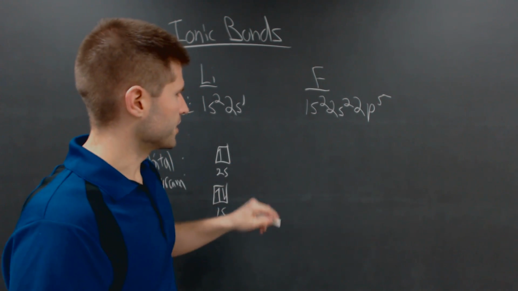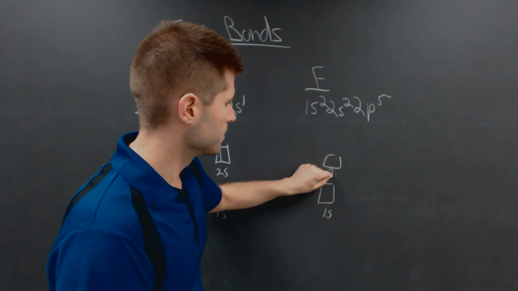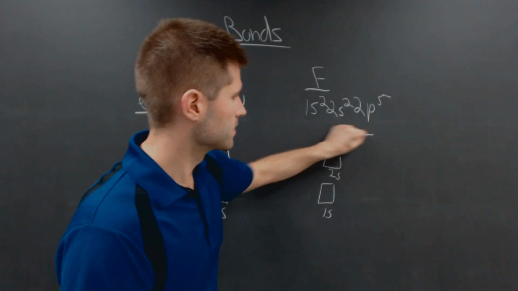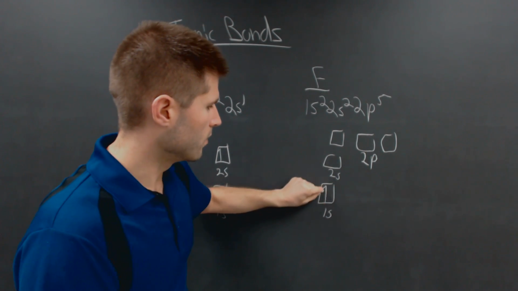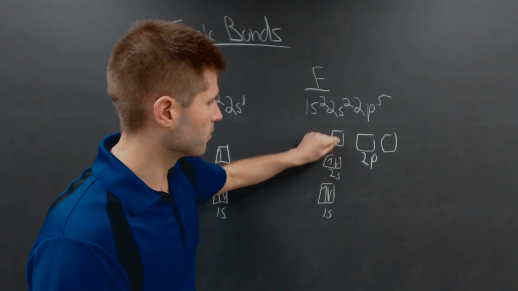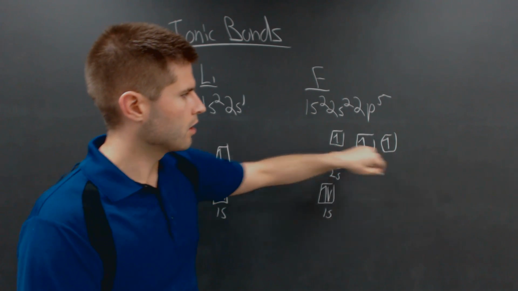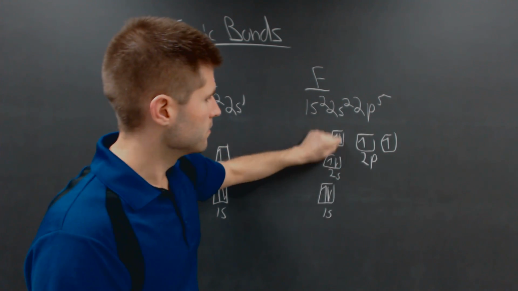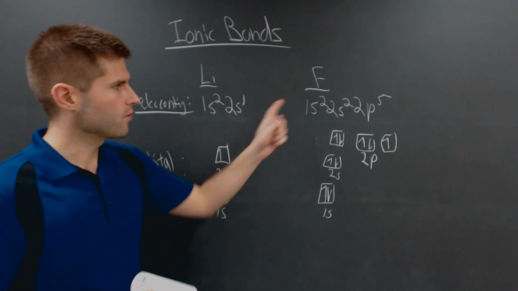Let's look at the orbital diagram for fluorine. 1s, 2s, and 2p. We're going to have 1, 2, 3, 4, 5, 6, 7 electrons. This is Hund's rule. You fill all up first, then all down. And that is the orbital diagram for fluorine.